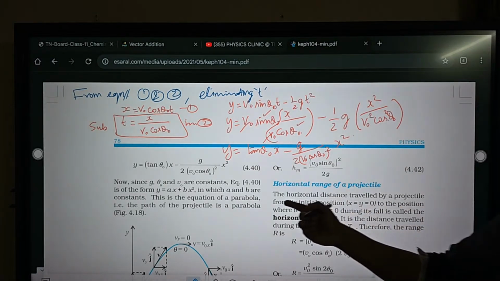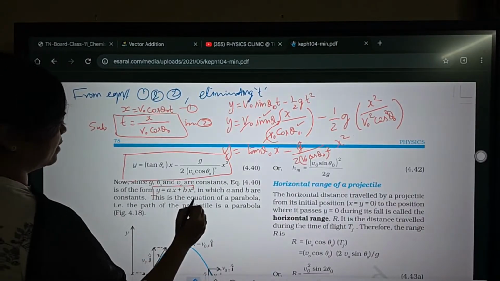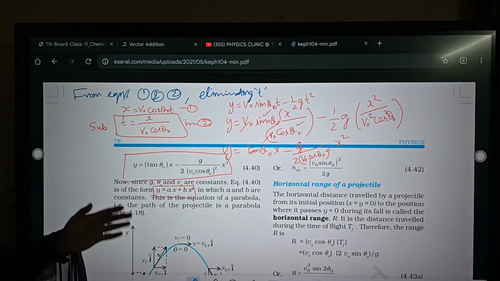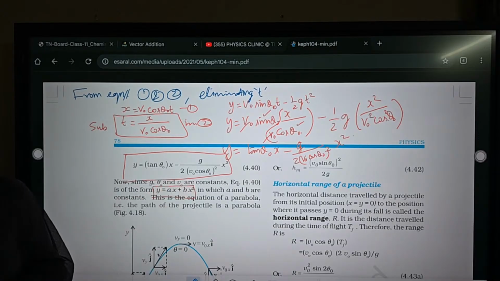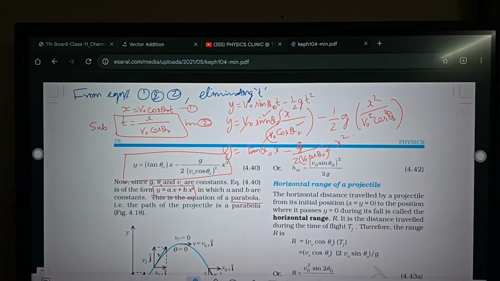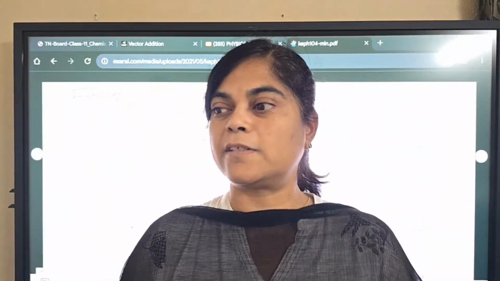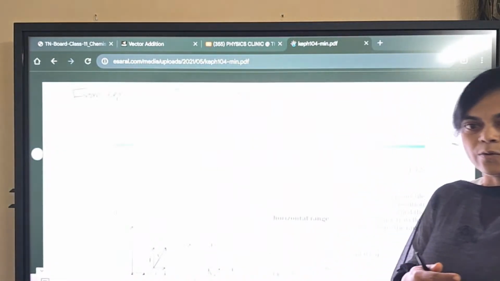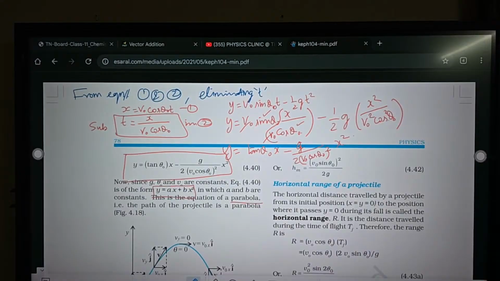So it is a kind of quadratic equation, of the form with some terms in x and some coefficient into x square. Got it? Where a and b are the coefficients. So it is like a parabola. It is a parabolic equation. So we are confirming from the equation that the trajectory, or the path of a projectile, is a parabola. Is it clear? Since it is following the quadratic equation, it is a parabola, we are confirming.